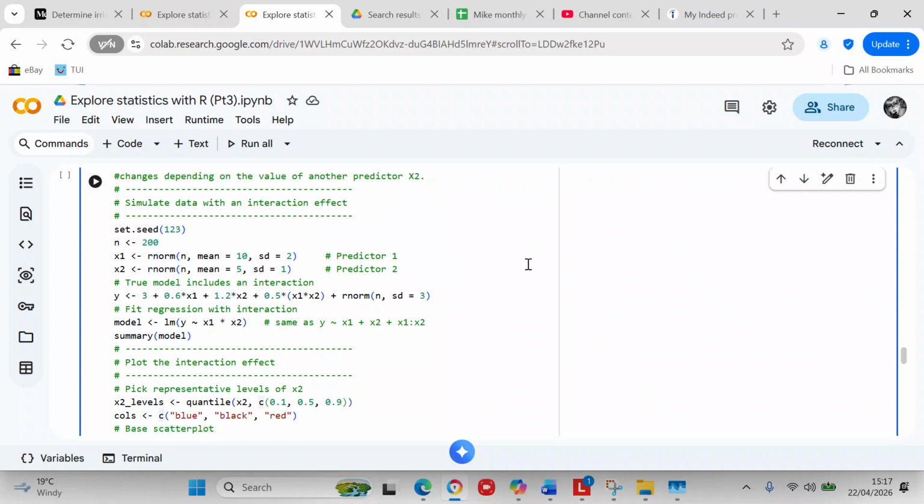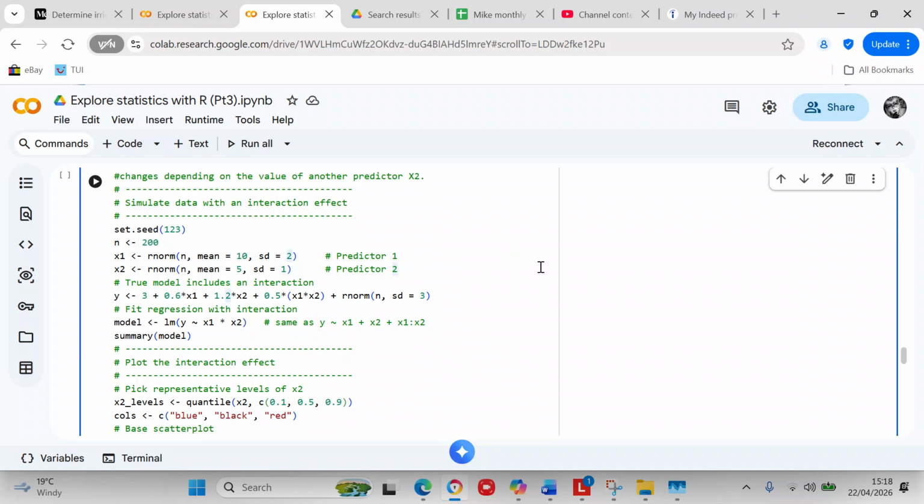So we're going to simulate data with an interaction effect. The first thing we want to do is set our seed. Every time you set your seed and run the program, the variables are going to be set up to the same values. So you have set.seed brackets 123, and then you can put any number you want in your brackets. And then N becomes 200, that's the number of samples.